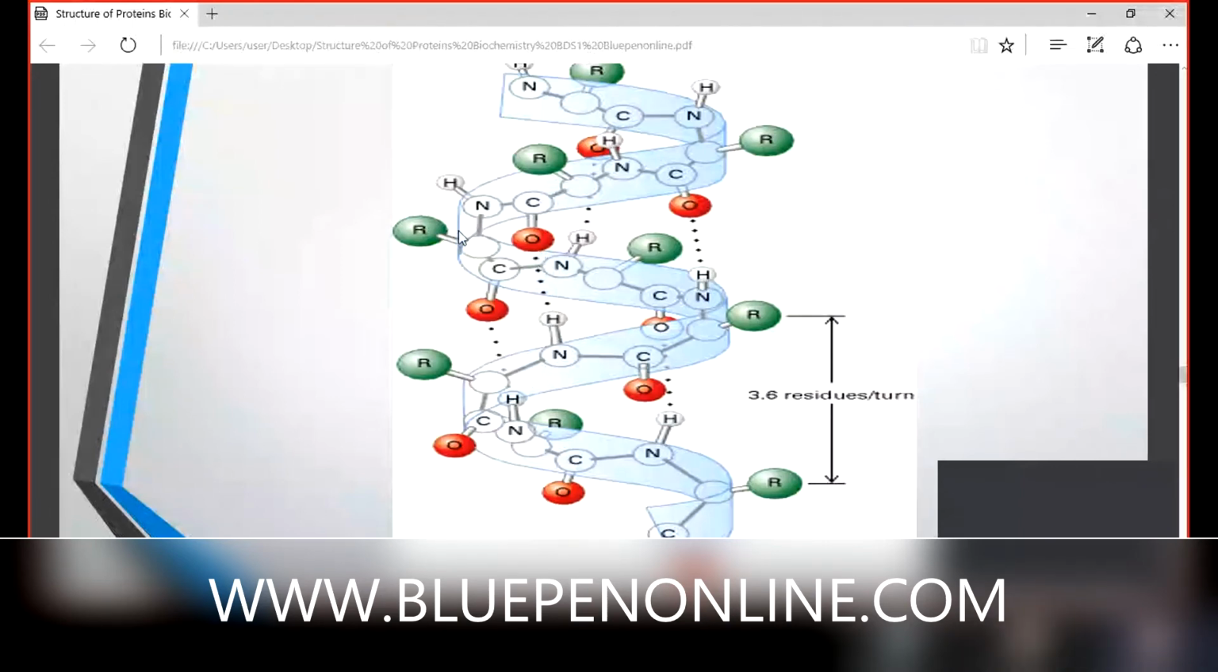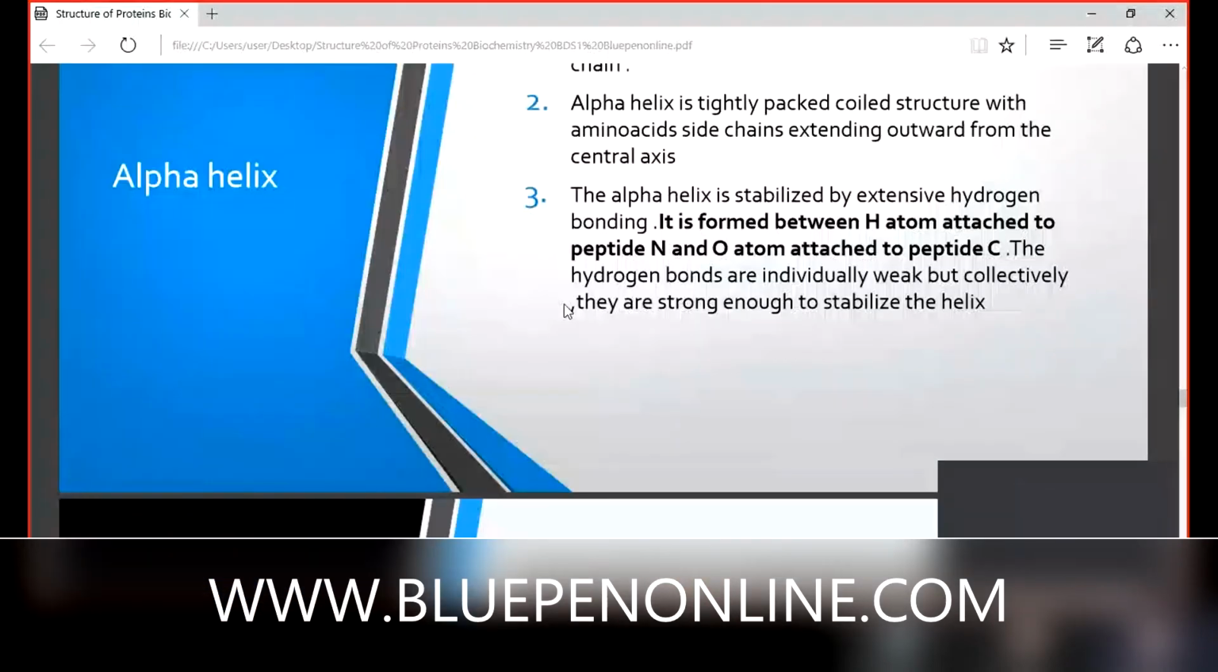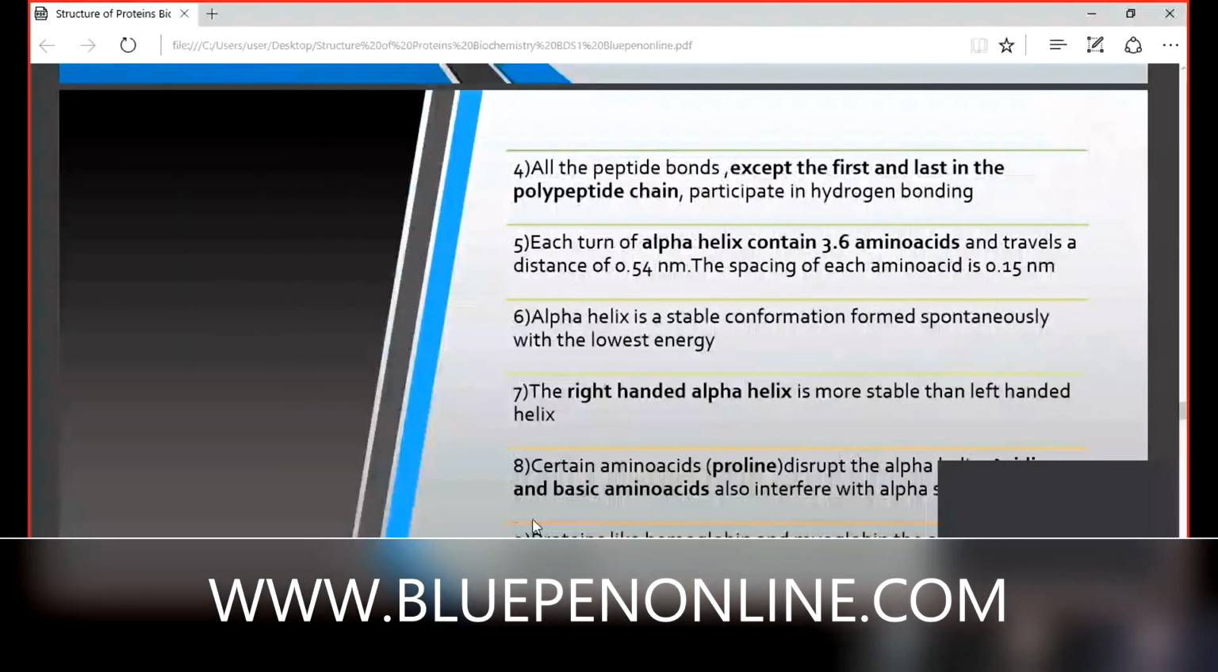Then which point are we on? Yes, the 8th one: certain amino acids like proline. What is the importance of proline? Vitamin C? Proline in vitamin C. What is proline? Proline is an amino acid. Yes, ma'am, it is present in vitamin C.